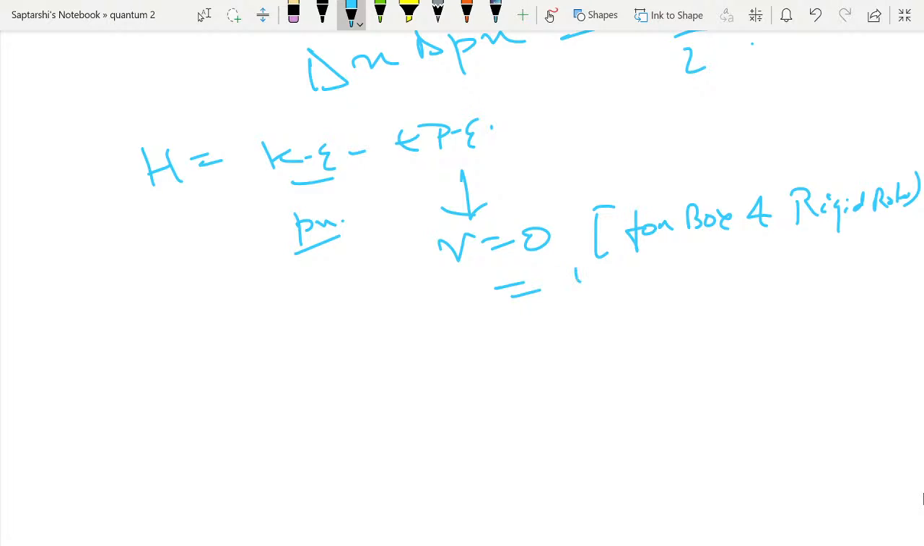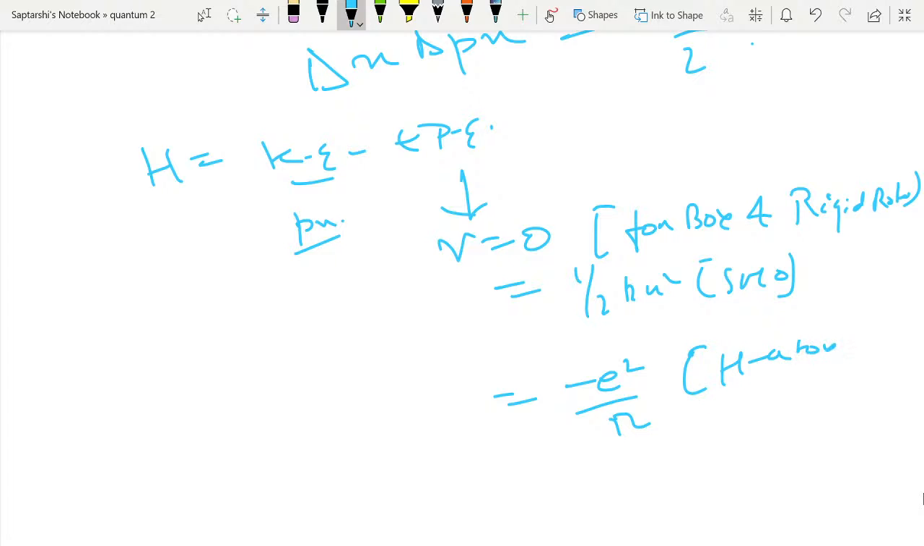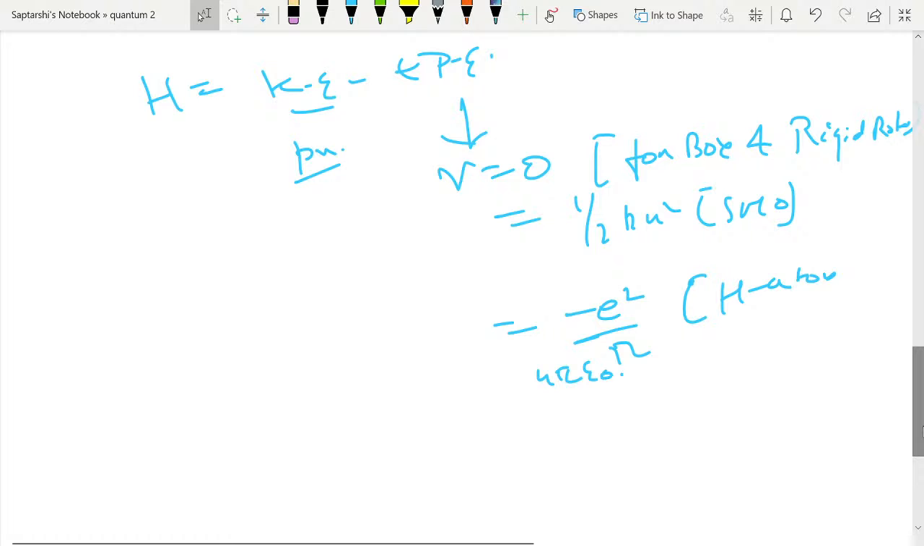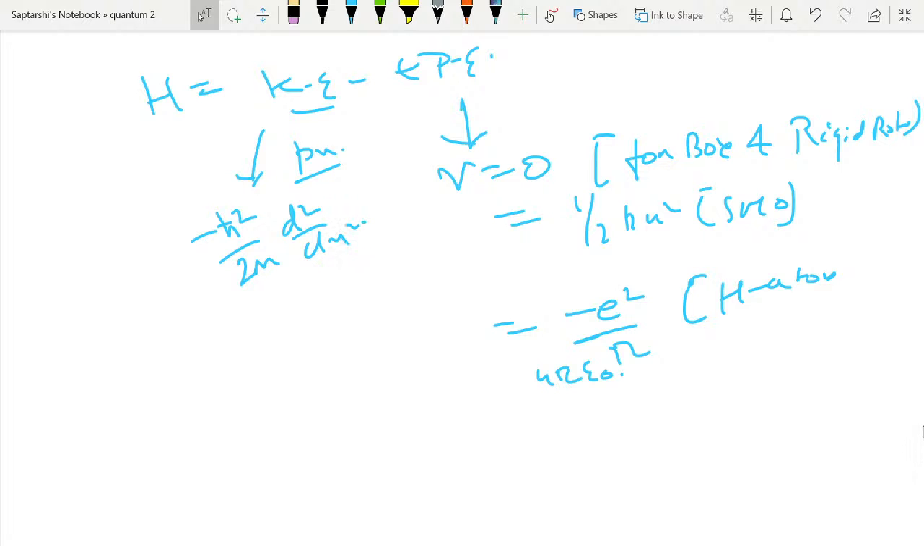It is equal to half kx square for SHO, and it is equal to minus e square by r for hydrogen atom, or sometimes given by minus e square by 4 pi epsilon r. And the kinetic energy is given by something like this, d square by dx square, because kinetic energy is equal to px square by 2m.